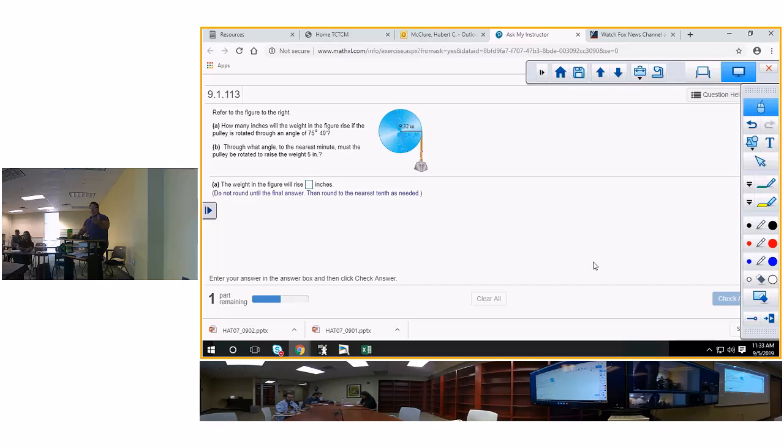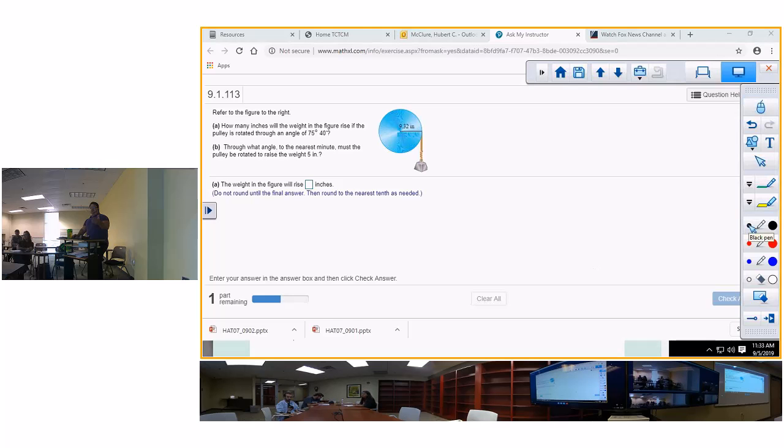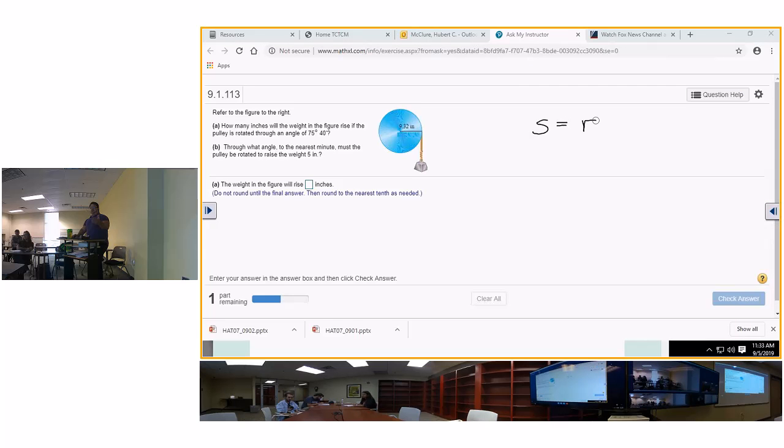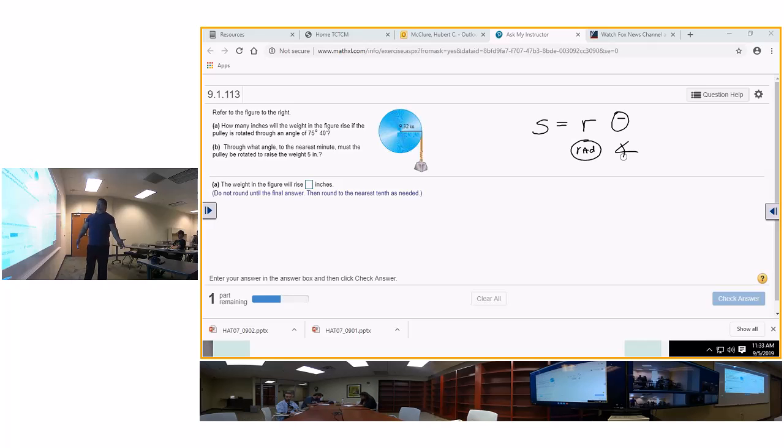S is equal to r theta, where r is the radius and theta is your what? Your angle. So you got radius, that's 9.32. Now theta is not theta because it's got to be in what? Radians. So we got to change 75/40 into radians. So go ahead and do that.